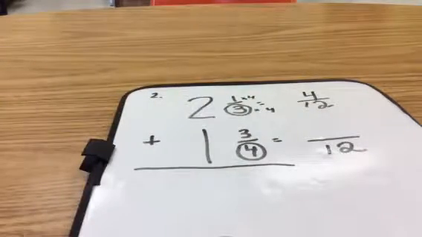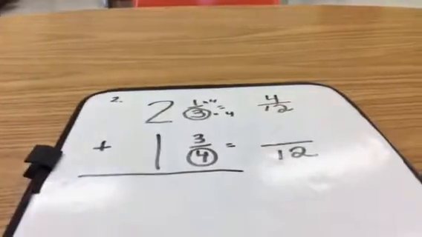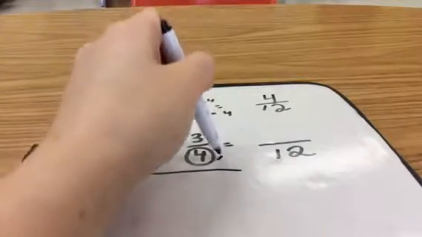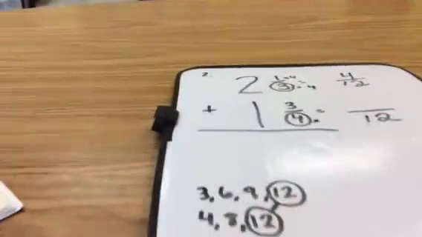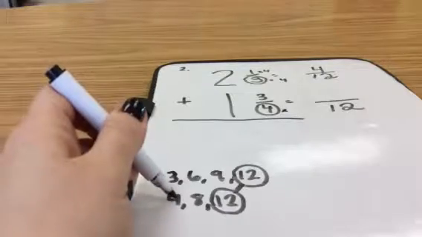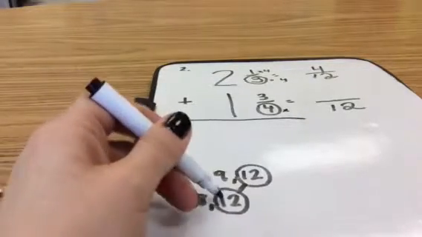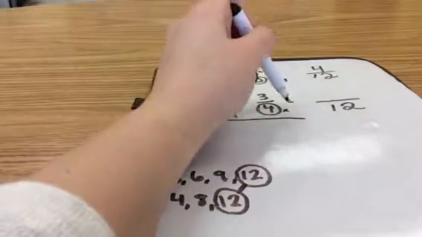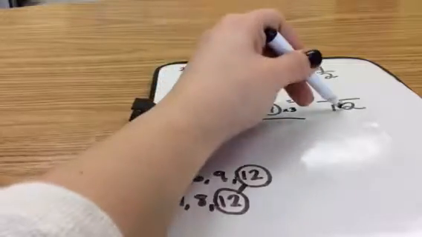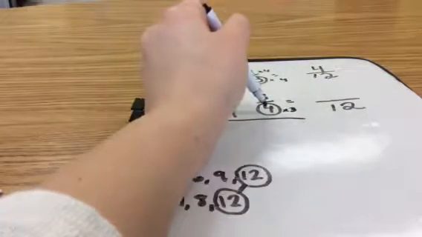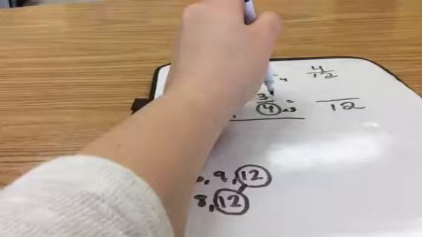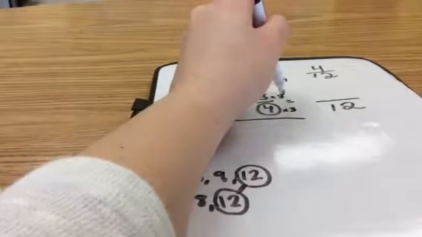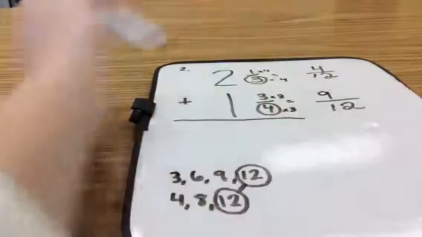I do the same thing for the fraction below. I have 4 times what gives me 12? So again, I'll just count my multiples. 4 times 1, 2, 3. So I multiply my denominator by 3, I got 12. 4 times 3 equals 12. So I must also multiply my numerator by 3. And that gives me 9.